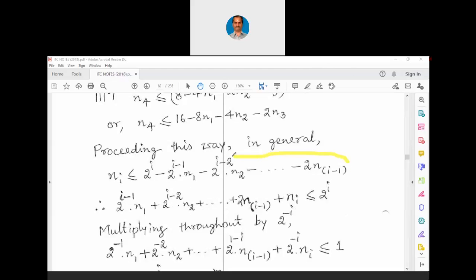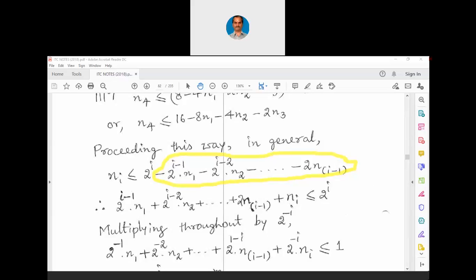All these variables which are having the minus symbol, they can be shifted to the left hand side. When they are shifted to the left hand side, you can see 2 power I minus 1 into N1, that is coming here. Similarly, the complete right hand side is coming to the left hand side except this 2 power I. So, we have this less than or equal to 2 power I.